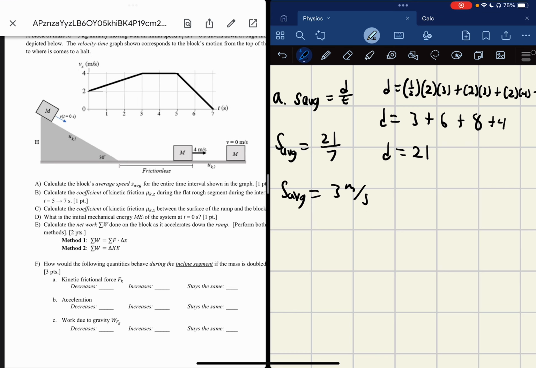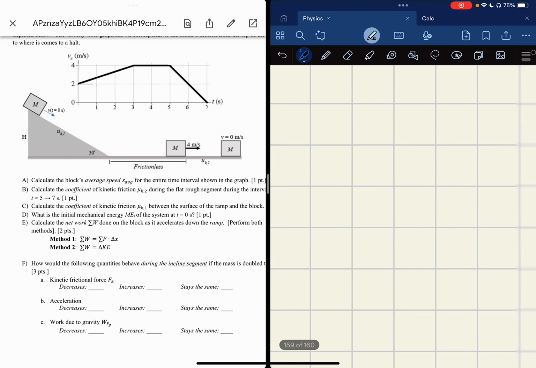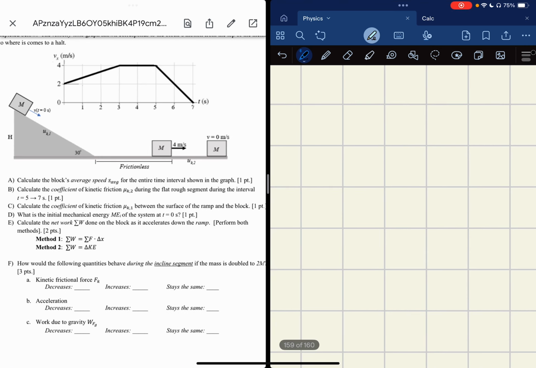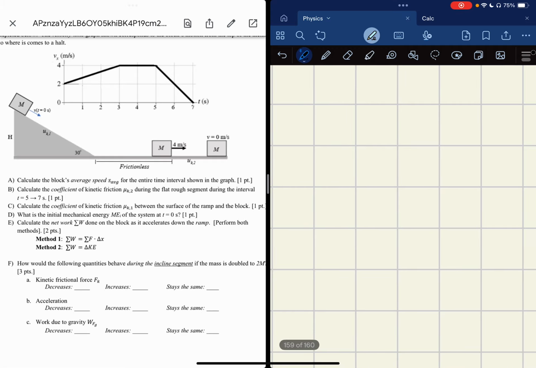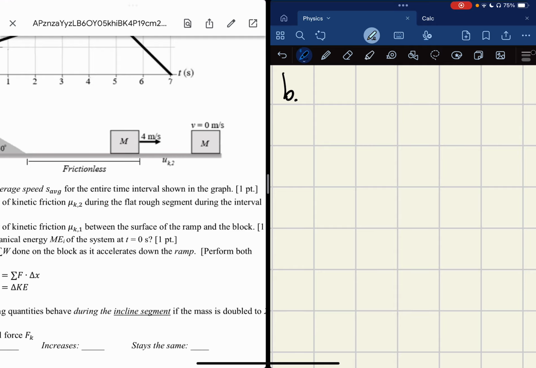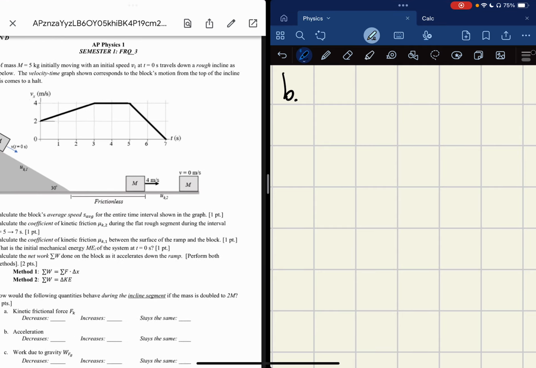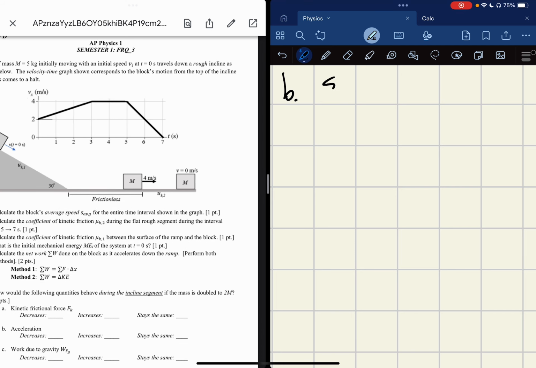Okay, part B. It asks to calculate the coefficient of kinetic friction during the flat segment of the ramp and the block. Oh, during the interval, sorry, t equals 5 to 7. So we're basically looking at this area. So from there, we know that since there's no force on it, net force is equal to frictional force, because there's no other force acting upon it at that moment.